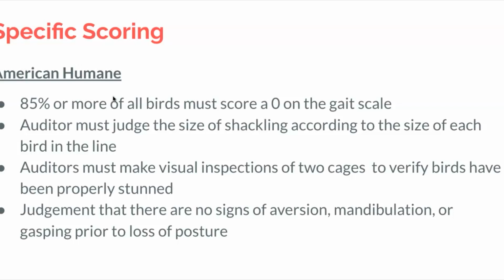And the auditors also must ensure that there are 2 cages that are visually inspected to make sure that the birds have been properly stunned and that there are no signs of reconsciousness after stunning. And then they also have to make the judgment that there are no signs of aversion, mandibulation, or gasping prior to loss of posture.